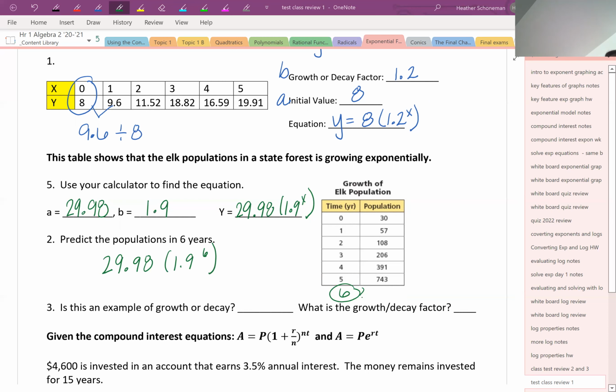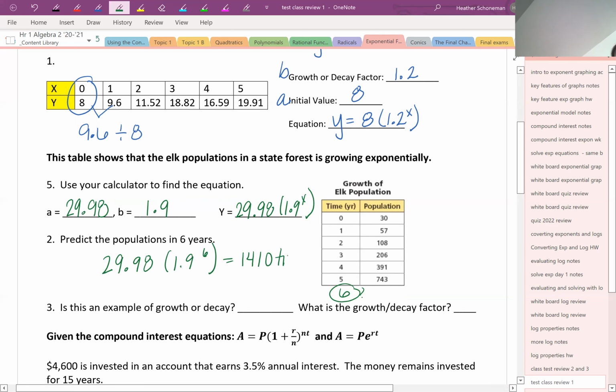Now this is talking about trees. So we want to round to the nearest whole number because we're not going to count partial trees. So this would be 1410. So we're going to say 1410 trees. Okay, then it says the example of growth or decay. Oh, goodness gracious. This is not trees. I wasn't reading the problem.